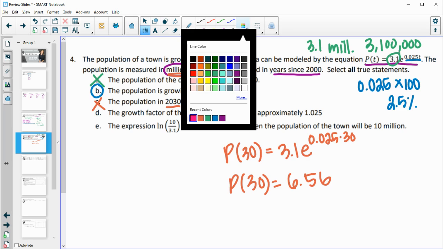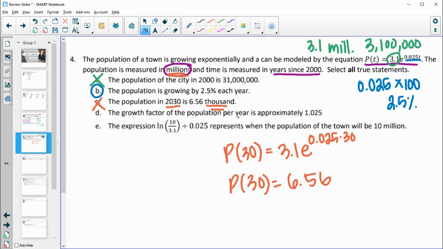D, the growth factor of the population per year is approximately 1.025. So growth factor is going to be the e to the 0.025. So plug that into your calculator to get it to be a decimal. So e to the 0.025 is equal to 1.0253. So approximately 1.025 is true.